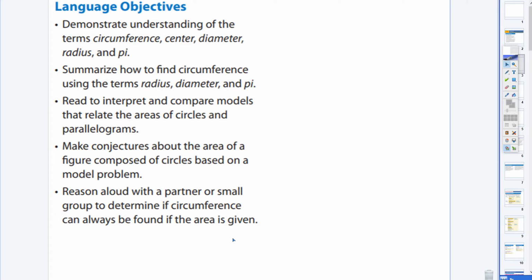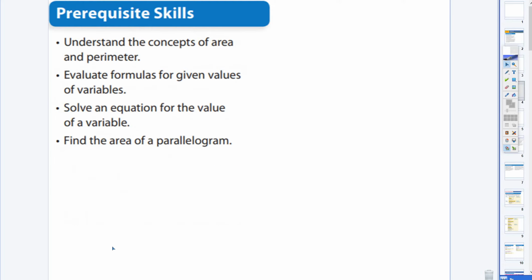I can read to interpret and compare models that relate the areas of circles and parallelograms. I can make conjectures about the area of a figure composed of circles based on a model problem. I can reason aloud with a partner or small group to determine if circumference can always be found if the area is given. Here are prerequisite skills.